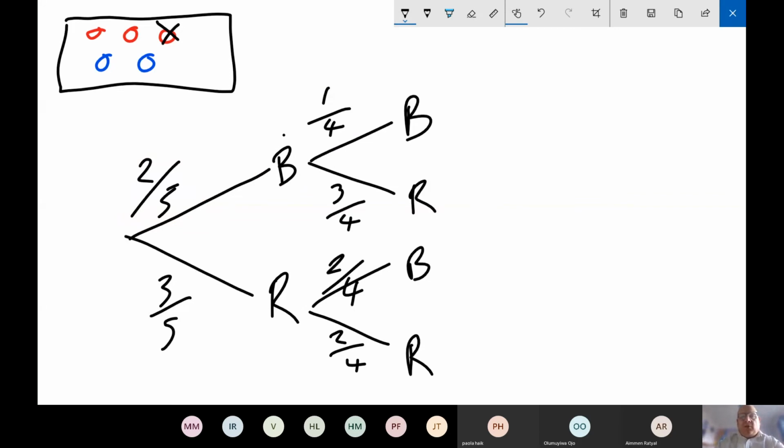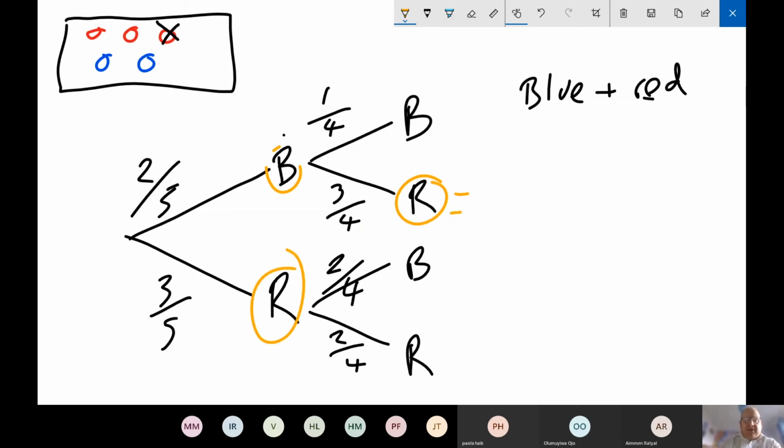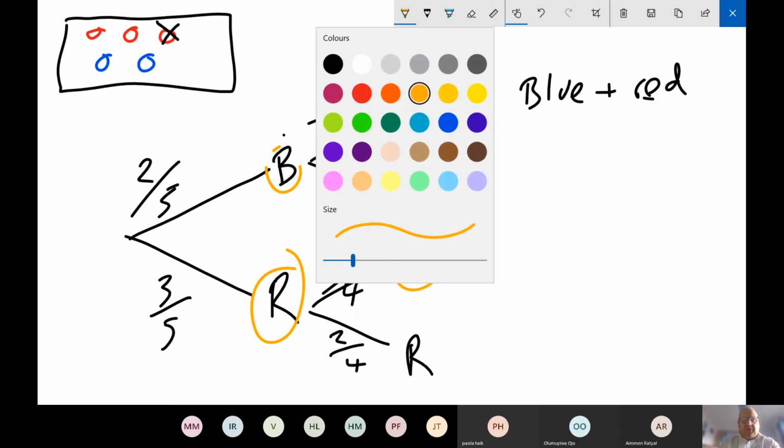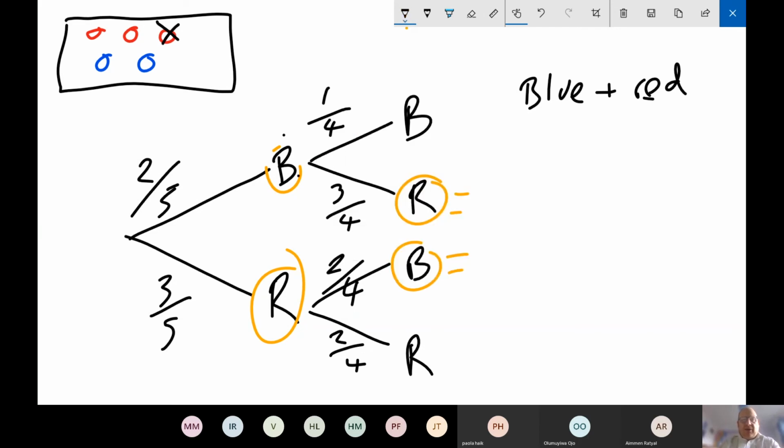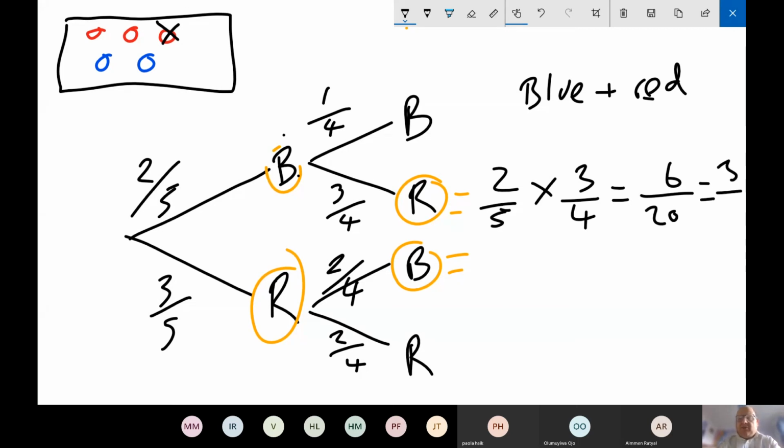So this time I want to look at the possibility of getting a blue and a red. If I get my orange circle again, the chance of me getting a blue and a red is obviously here's a blue and here's a red, so it could be here. Or I could get a red and then a blue. So that's here. If I do the calculations for both of these, my blue then a red is 2/5 times 3/4. 2 times 3 is 6. 5 times 4 is 20. And I can simplify that down to 3/10.